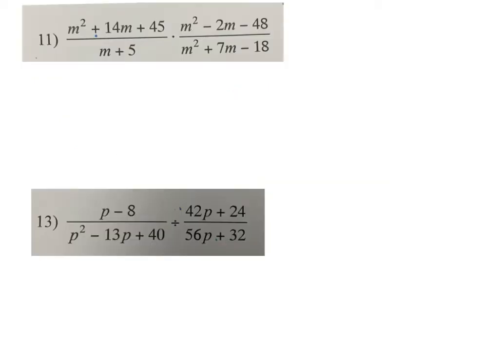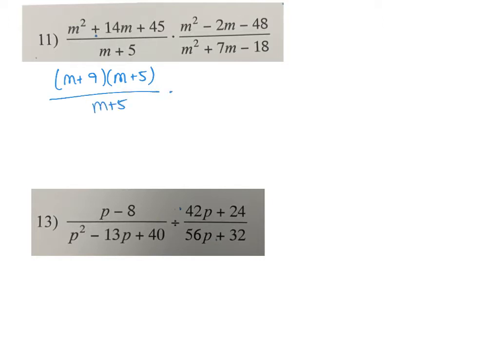For multiplication, you factor first. Just go ahead and factor everything you can possibly factor here. So for 45, factors of 45 that add up to 14, all right? You're going to say 9 and 5, right? M plus 9, M plus 5. The denominator here cannot be factored. M plus 5 is what it is.